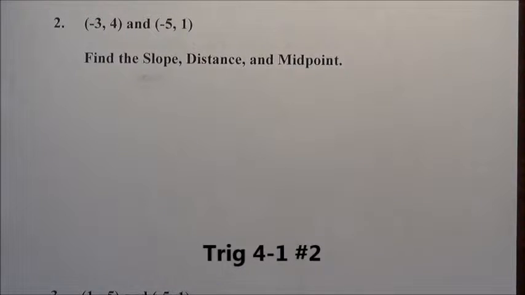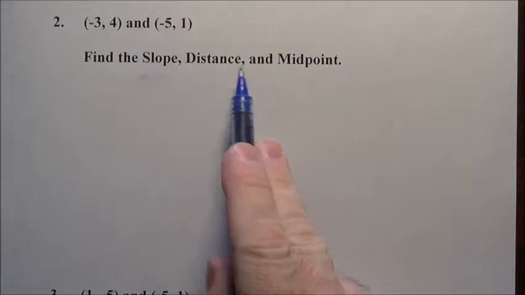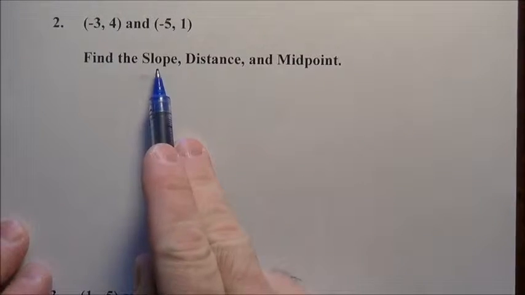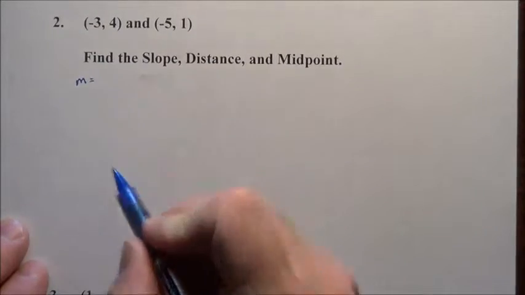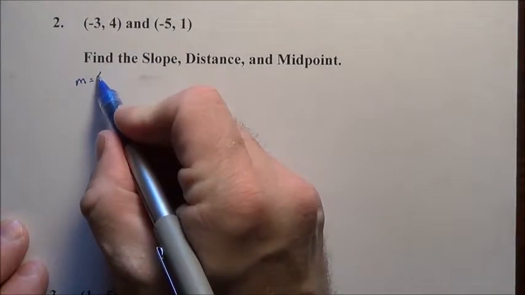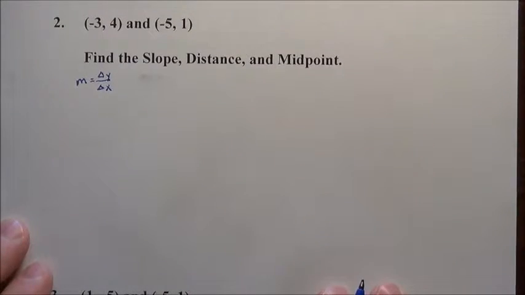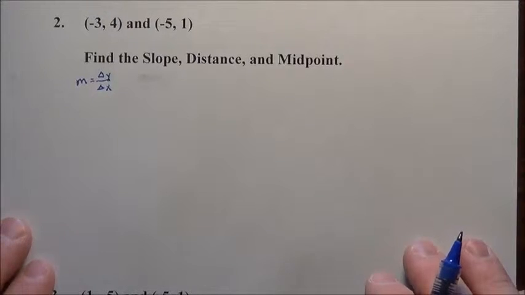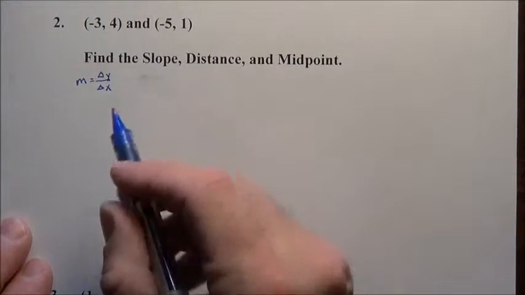Here's problem 2. It wants us to take these two coordinate points and find the slope, the distance, and the midpoint. Now remember with slope, we usually use m to represent slope, and it's simply the change in our y's divided by the change in our x's. It's going to be a single fraction or a number answer. It's not going to be an ordered pair. And it's just talking of how steep really something is.